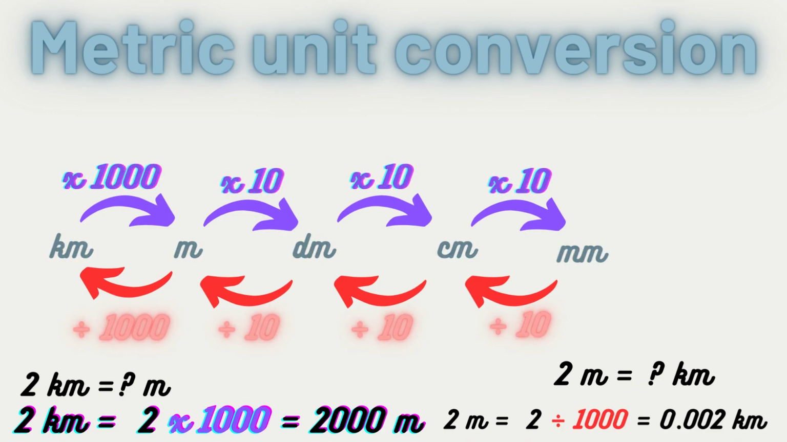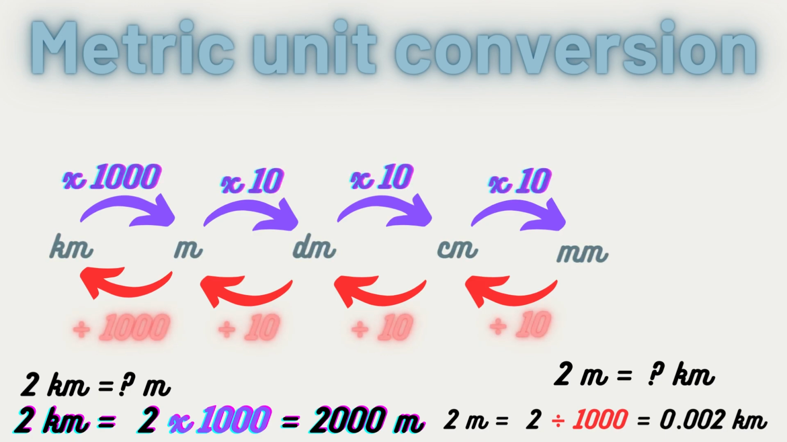Below the symbols of measuring units, you also have a red arrow and a number. This number can help you when you need to convert from a smaller to a bigger unit. For example, if you have a task: how many kilometers do you have in 2 meters? Then you are converting from a smaller to a bigger unit. In this scenario, you need to divide by the number 1000.